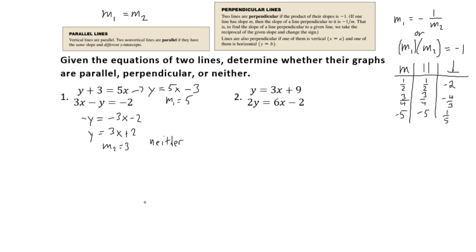All right, so this one's already in slope-intercept form. So we can see that the slope of the first one is 3. Divide by 2 everywhere, and we get y equals 3x minus 1. And you can see the slope of the second one is 3. You can see that those are the same. So this is an example of parallel lines. All right, let's look at 2 more examples like this.